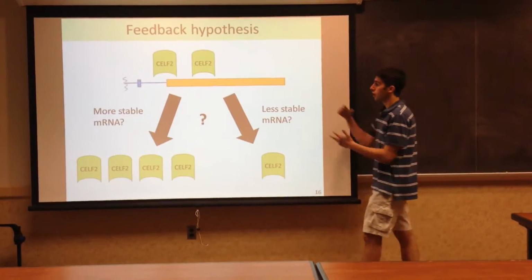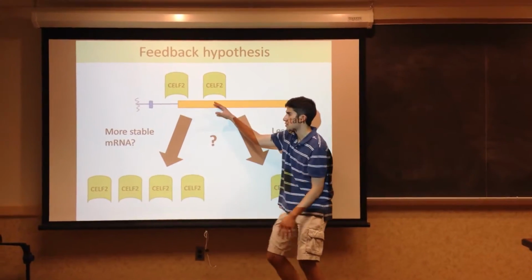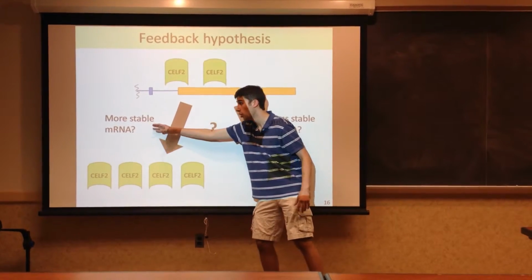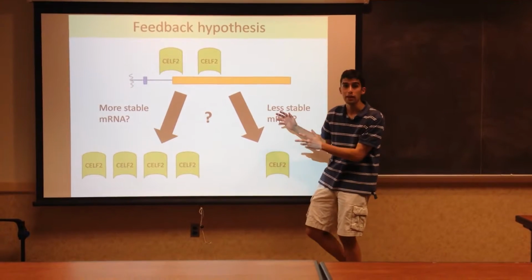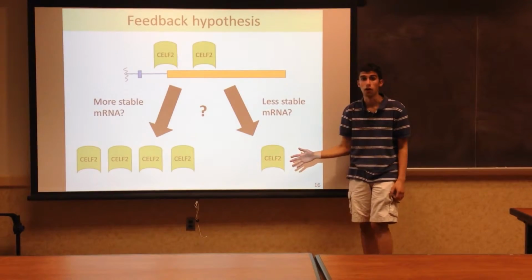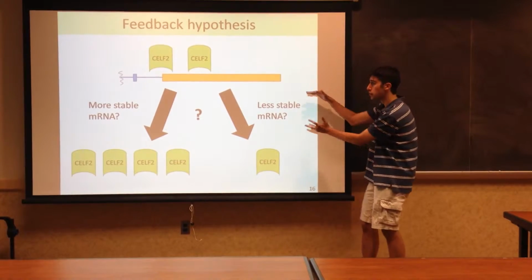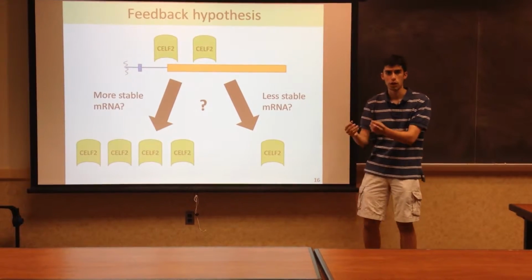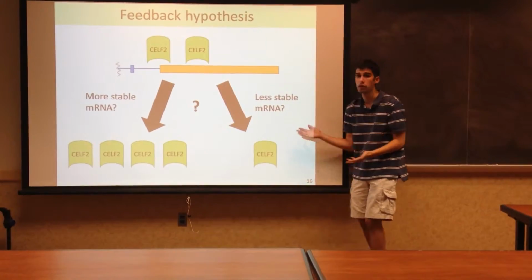For instance, what if this process of CELF2 influencing the splicing of the CELF2 pre-mRNA leads to a more stable splice form, or maybe even a less stable splice form? This could greatly influence the future production of CELF2 protein in the cell. A big component of my project has been to figure out whether this is occurring. Does one of the splice isoforms have a more stable mRNA than the other?